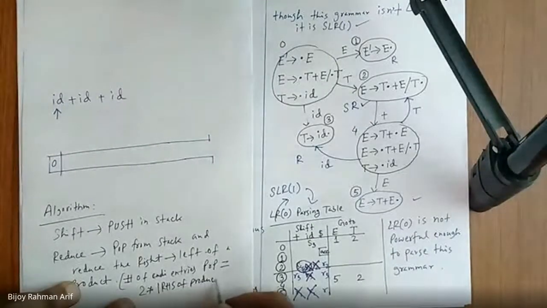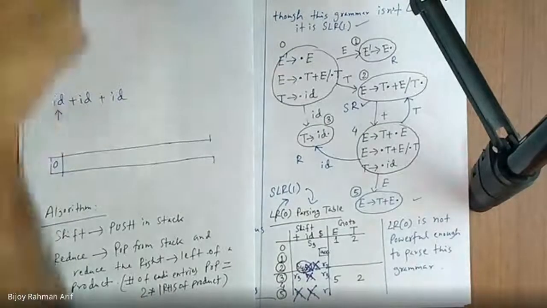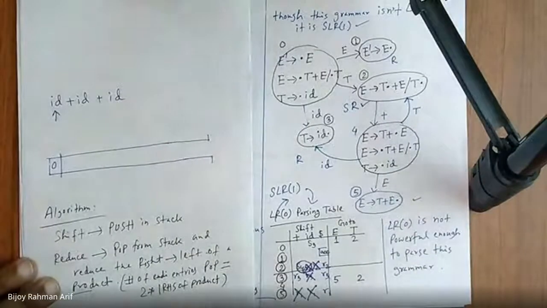So this is the algorithm. Shift means push onto the stack, reduce means pop from the stack and reduce the right to left of a product. And how many things are you going to pop? Number of entries to pop is equal to nothing but 2 into cardinality of RHS of the product. And this product is the same everywhere.